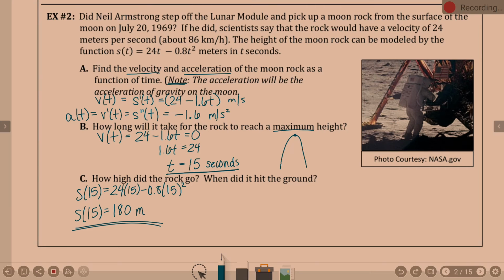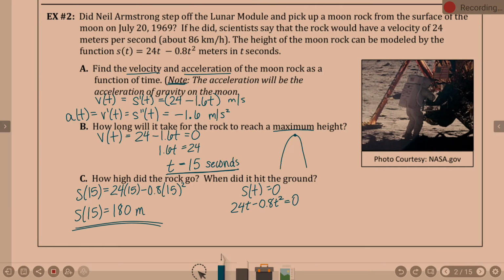So what do you know when the rock is on the ground? Velocity is 0? Well, we've already dealt with velocity of 0, and all that gave me was the max. What about position? If the rock is on the ground, the height of the rock is 0. So when did it hit the ground? It hit the ground when S of t is 0. So we're taking S of t, 24t minus 8/10 t squared, and putting it equal to 0.